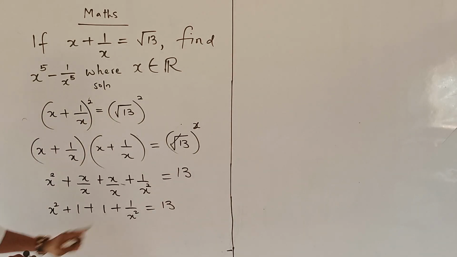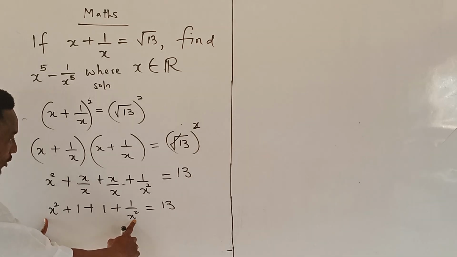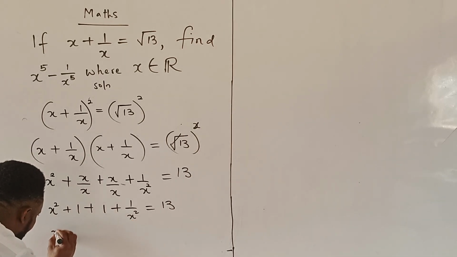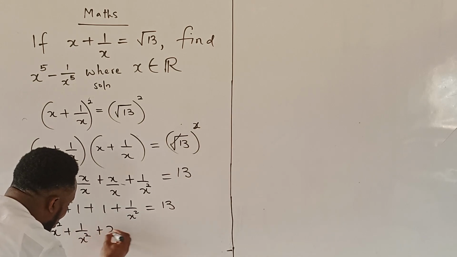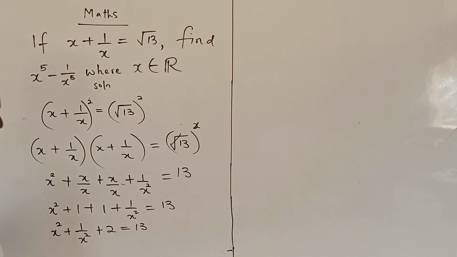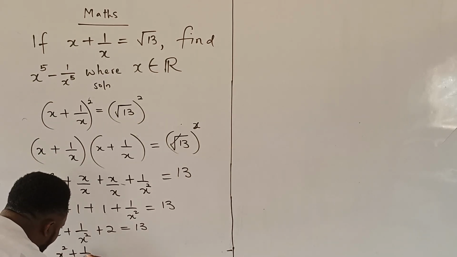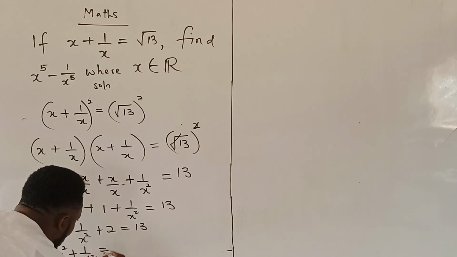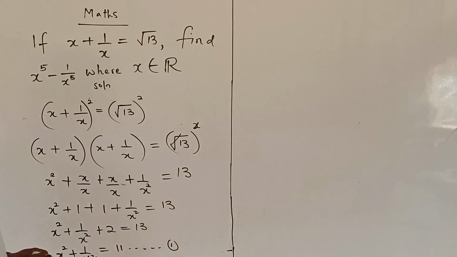Now, 1 plus 1 is 2. I'll try to take s squared and 1 upon s squared together. So s squared plus 1 upon s squared plus 2 equal to 13. I will now subtract 2 from both sides. That will give me s squared plus 1 upon s squared equal to 11. This is equation number 1.